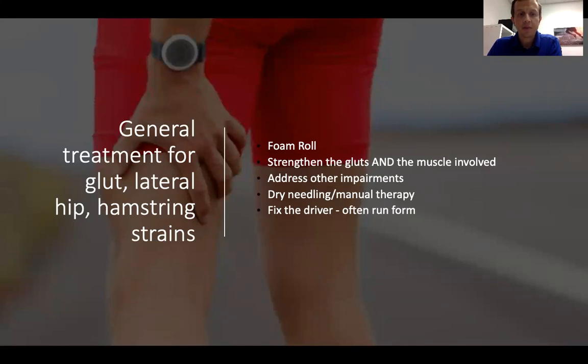General treatment for the hip in particular: foam rolling helps to loosen up the muscle and fascia and helps with pain. Strengthening the glutes and the muscles that are involved is a very effective treatment with this. Addressing any other contributing impairments, core strength, poor flexibility of an underlying muscle group or joint, and dry needling is really effective with muscle. So any muscle, dry needling is typically going to be part of the treatment plan.